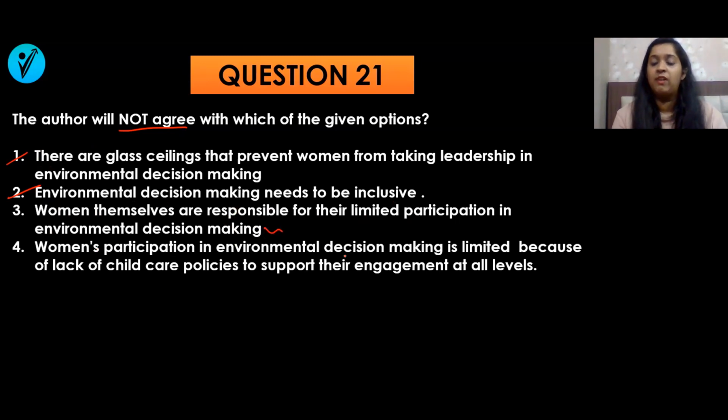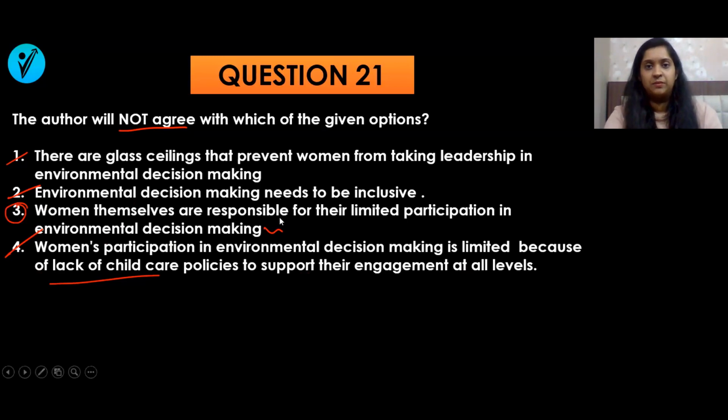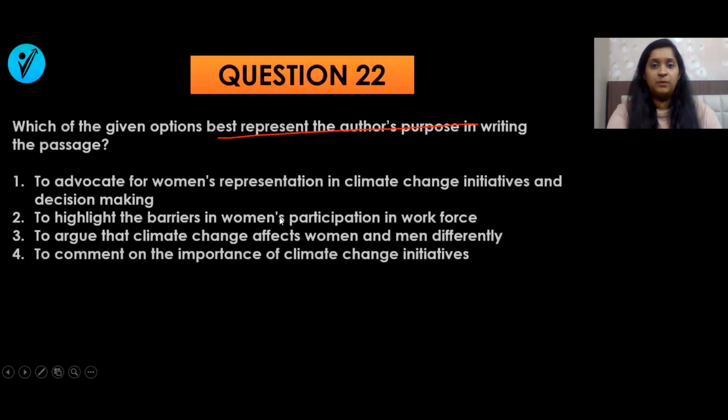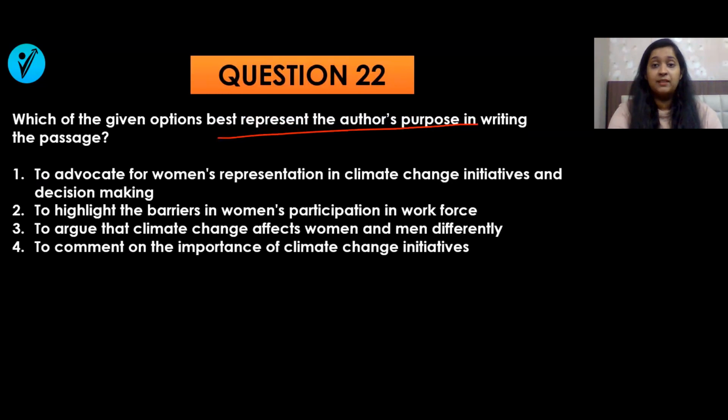Women's participation in environmental decision is limited because of lack of childcare policies to support their engagement. No, not because of lack of childcare policies, but it was said that childcare policies will certainly help them. So, will not agree with it is this, not that women themselves are responsible. So, it will be option 3. Question number 22. Which of the given options best represent the author's purpose in writing the passage? To advocate for women's representation in climate change initiatives and decision making.